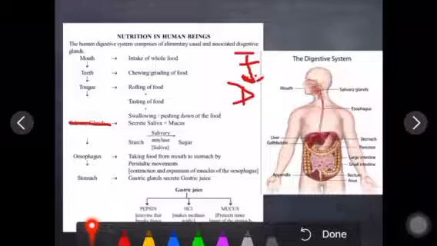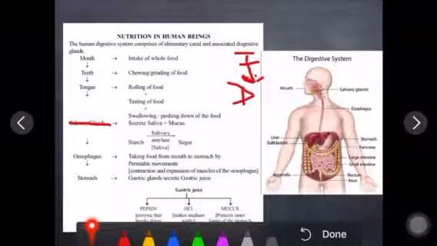HCl is a powerful acid. It will create an acidic medium which helps to kill the germs and is favorable for digestion. And mucus. Now children, as I told you at first, the pepsin enzyme helps to digest protein, and the layer of the stomach is made up of protein only. So it will also get digested by the pepsin.